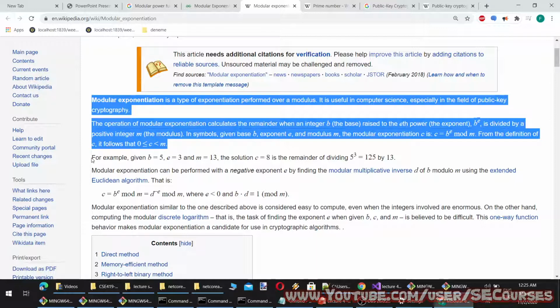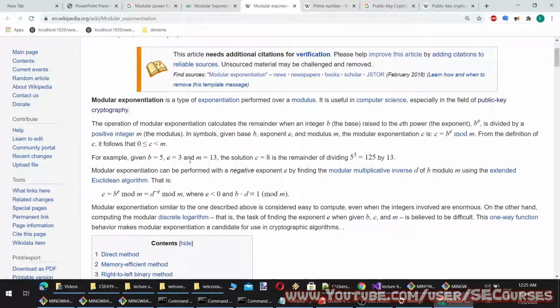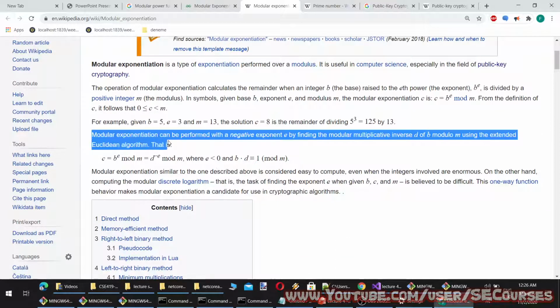Okay, let's check an example to understand better. So, for example, b is 5 and the exponent is 3, and m is 13. So the solution c is 8, the remainder of dividing 5 to the power 3 by 13. So when you divide 125 by 13, there is a remainder of 8.